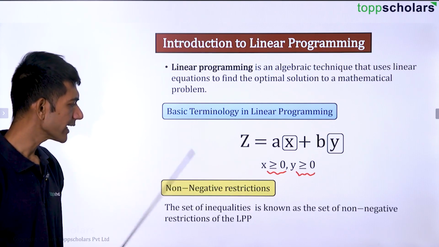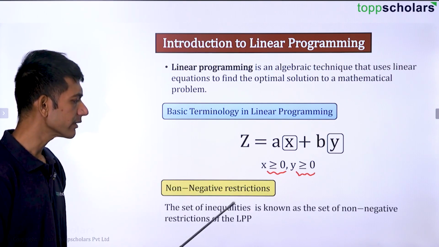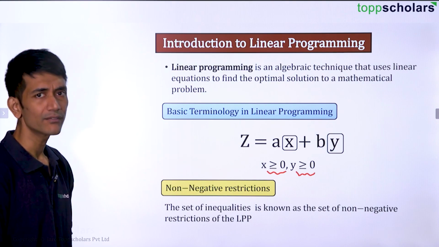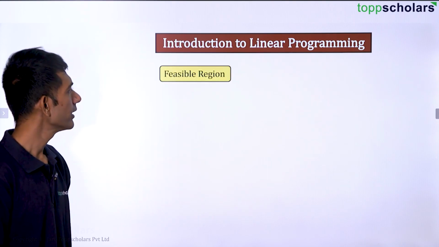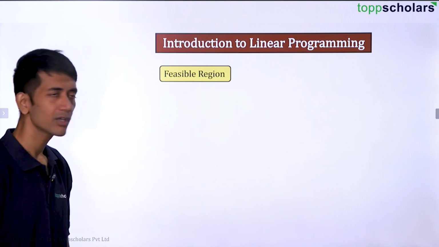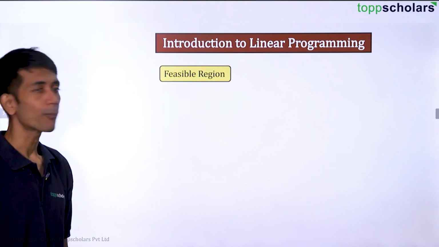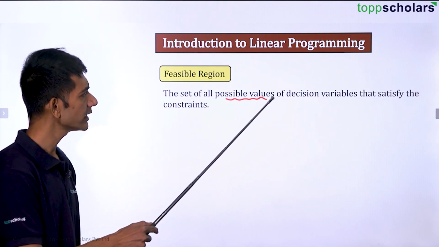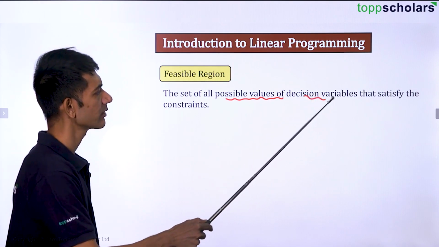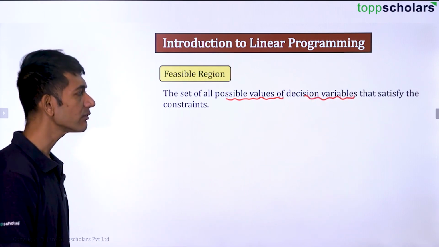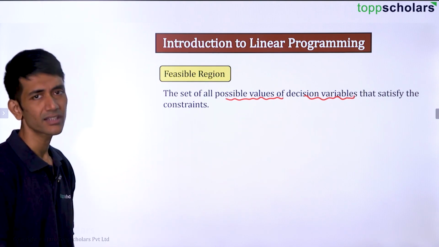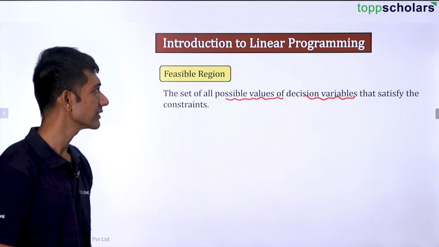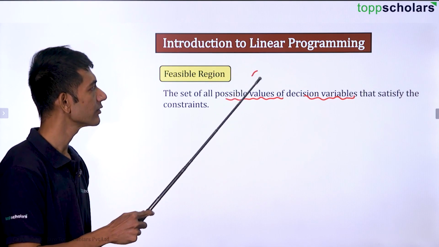Now let us talk about the non-negative restrictions. So the set of inequalities is known as the set of non-negative restrictions of the LPP. So basically, you are never going to have negative values here, right? Okay. Now let's talk about the feasible region. What is the meaning of this feasible region, which gives us the optimal solution as well? The set of all possible values of decision variables that satisfy the constraints are called the feasible region.